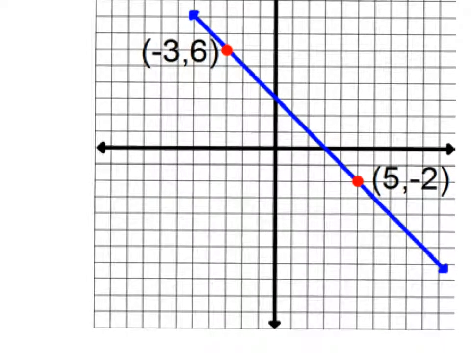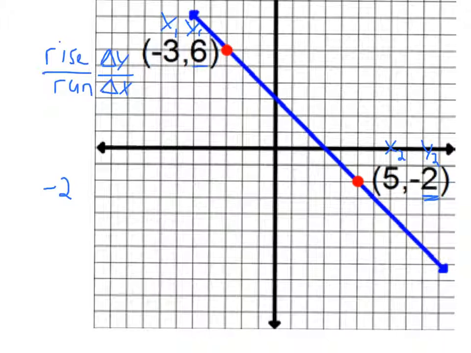Okay, so let's look at the graph of this particular line. The slope is equal to the rise over the run, which is delta y over delta x. So the first point is going to be (x1, y1), and the second point is going to be (x2, y2). And so what you do is you're going to take the difference between the y's. So I'm going to take the y's and subtract them. So I take negative 2 and I'm going to subtract the 6.